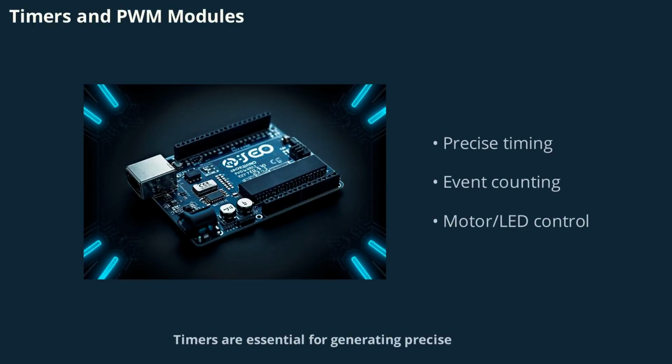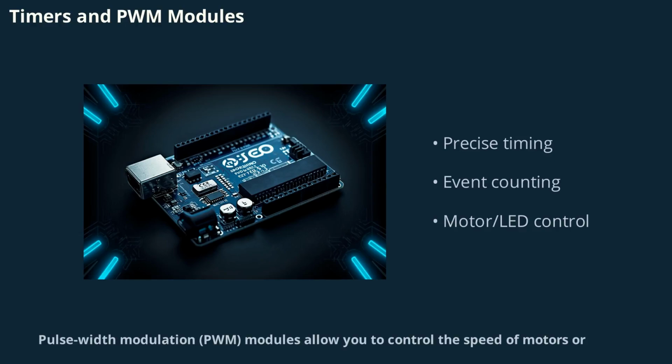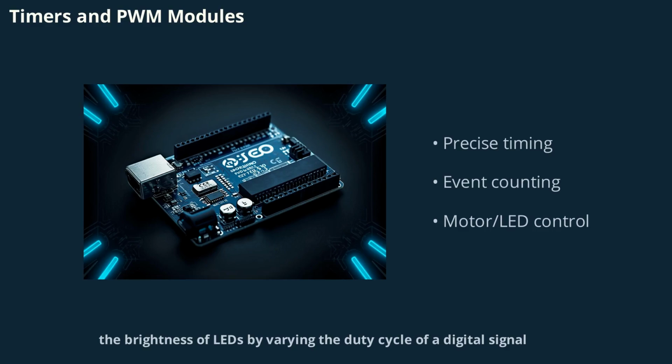Timers are essential for generating precise delays and counting events in embedded systems. Pulse width modulation (PWM) modules allow you to control the speed of motors or the brightness of LEDs by varying the duty cycle of a digital signal.